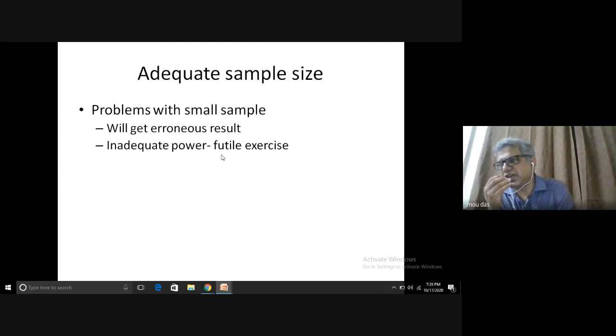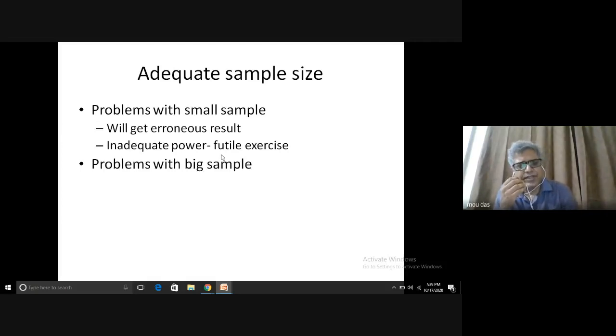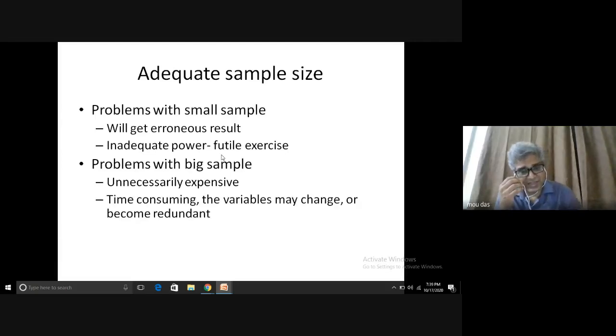If you do a study which has inadequate power, doesn't add to the literature or change the standard of care, then it is unethical. Similarly, if you take a big sample, it is problematic. Why? It is unnecessarily expensive. If you can get the same power with a smaller sample, why do you need a bigger sample? Second, it is time consuming. Suppose you want to recruit 1,000 patients for GBM. You may have to accrue for 6 years, 7 years. And by the time you finish the accrual and the follow-up and publish the result, 10 years has gone. So the treatment which will be standard at that time might change. So the study becomes redundant.